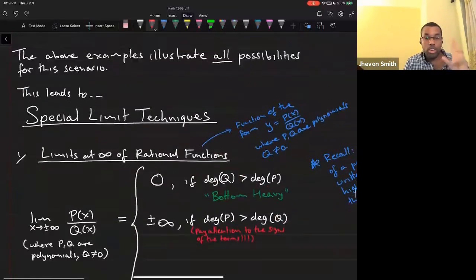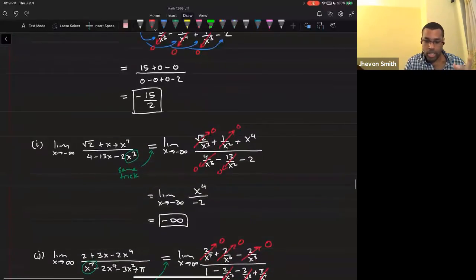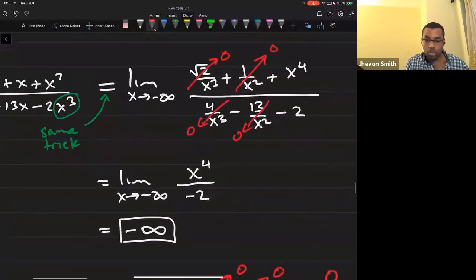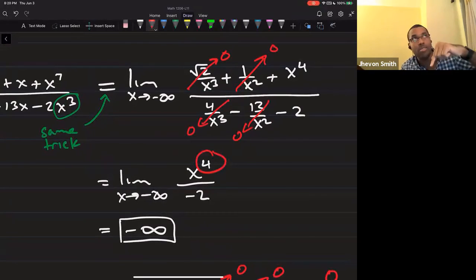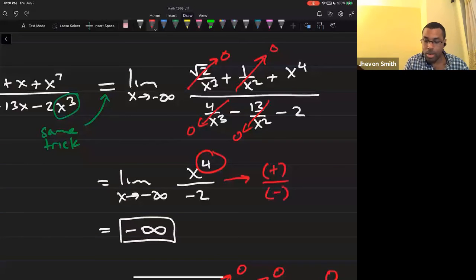Because whether it's positive or negative infinity would actually depend on the actual terms. The fact that this was a 4th power tells me that if I plug in negative infinity, it's going to turn positive, and then the denominator is negative. So this is like a positive number divided by a negative number. I know that gives me a negative number, so it's going to be negative infinity, right? But I'm watching the signs.